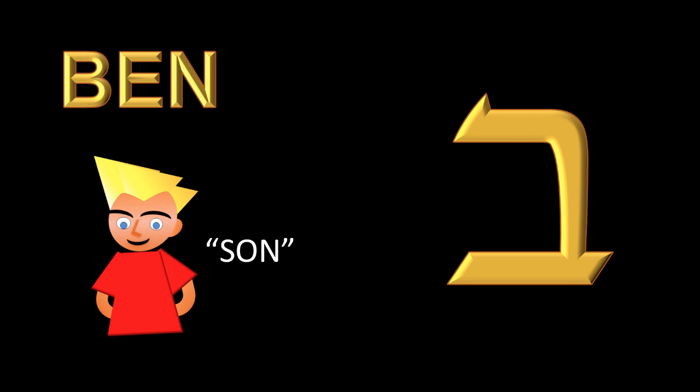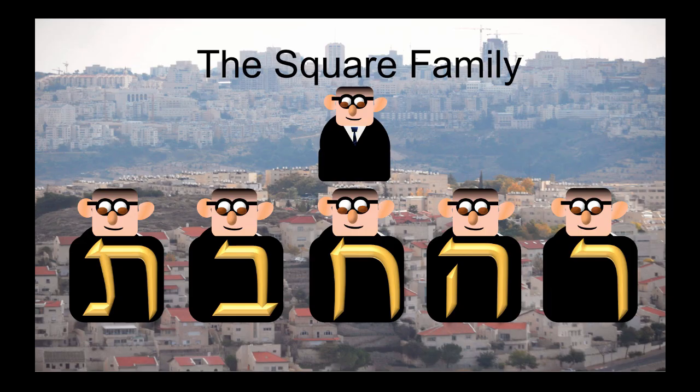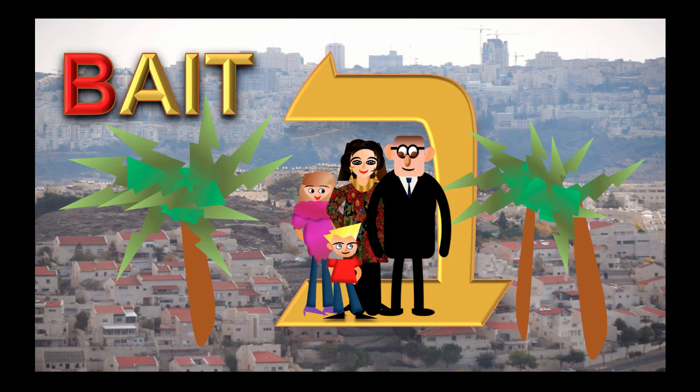You remember this letter because of Ben, which means son in Hebrew. And this letter comes from the square family. Now, this letter is called beit, and it comes from the word for house. The word for house is bayit, but when we use it as a letter, it's just beit.